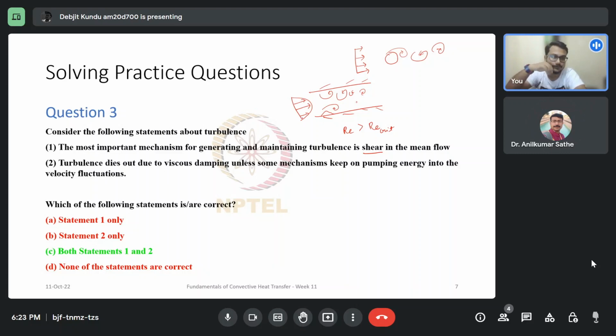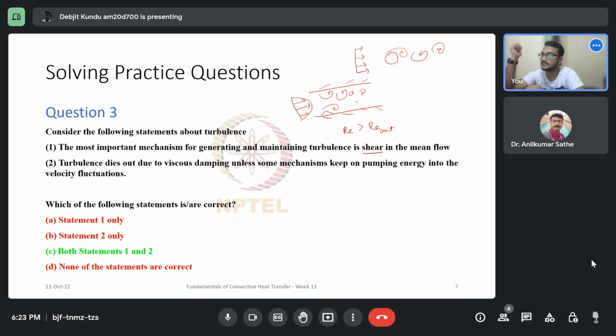It is the incoming fluid which is bringing in more and more kinetic energy. In the absence of that, turbulence would ultimately die out. The vortices would lose their kinetic energy into smaller and smaller eddies, and finally into heat energy, and then there won't be further presence of those eddies or turbulence.